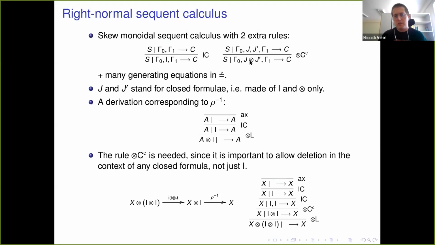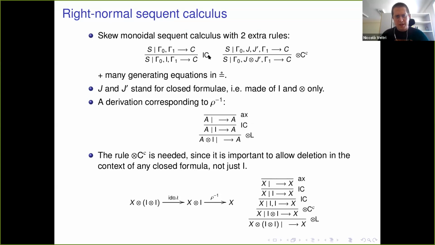But also there is this other rule that allows you to decompose a tensor in the context, provided that both formulae J and J prime are closed formulae. So they are only made out of units and tensor. So in particular, they don't contain any atomic formulae. Plus, then one will have more equations here as well.